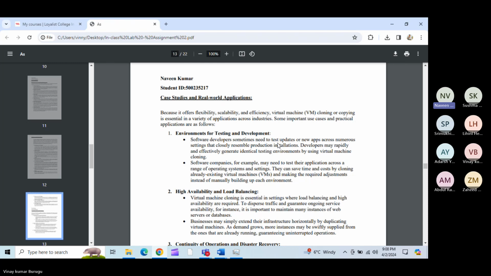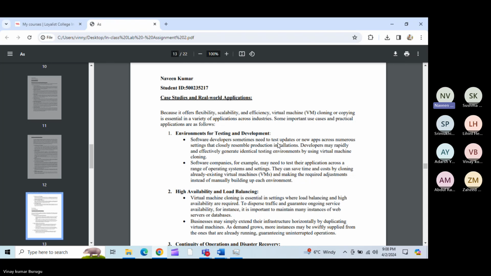The first one is environments for testing and development. Software developers sometimes need to test updates, so they use cloning to quickly create testing environments. This helps them save time and cost compared to manually building each environment.